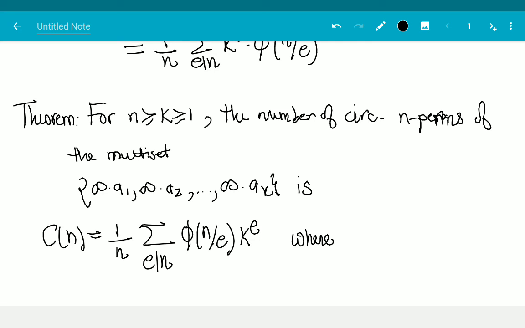where phi of n is equal to the Euler totient function, Euler phi function or totient function of n.